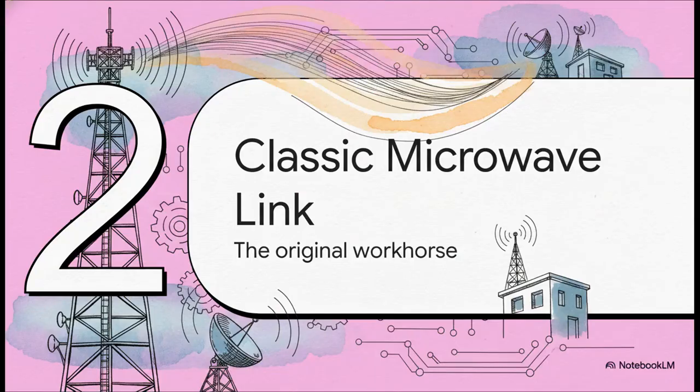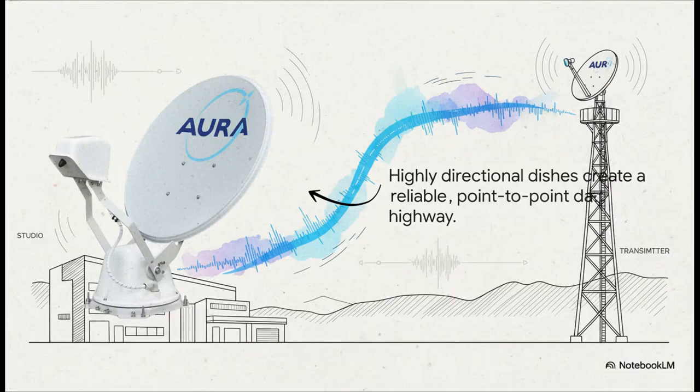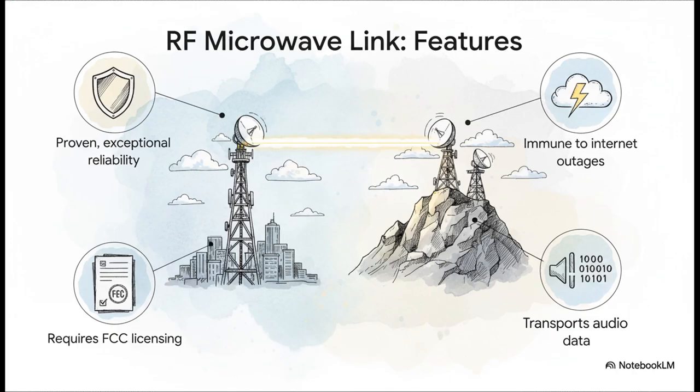So you might be asking, how did engineers deal with this for decades? Well, the go-to solution, the classic, was the RF microwave link. Let's take a look at this original workhorse of broadcast. The whole idea is actually super simple, but really, really effective. Just picture this. You've got two big dish antennas, one at the studio, one at the transmitter, and they are aimed perfectly at each other.